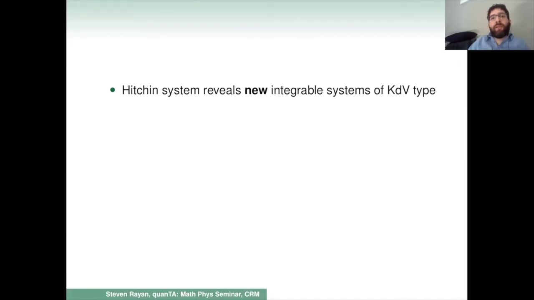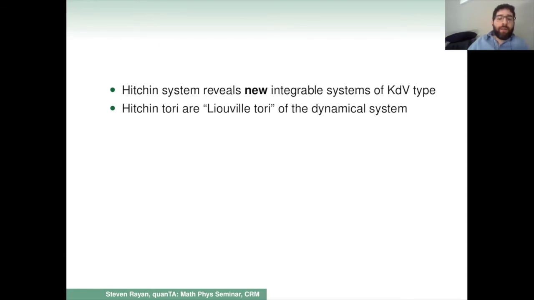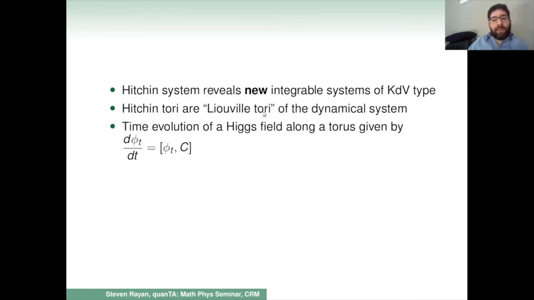I mean, it's not new, of course, to have the involvement of Riemann surface theory in integrable systems. So as a genus 2 or higher phenomenon, the Hitchin system reveals, if you like, new integrable systems of KdV or KP type. As I already said, the Liouville tori of the dynamical system are presented through the spectra of the Higgs fields. And there's, if you like, a Lax pair phenomenon here. The time evolution of a Higgs field along one of these tori is given by a Lax pair equation.